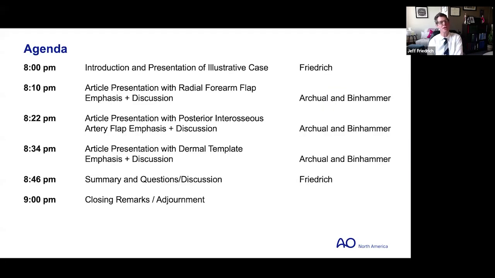This is going to be our agenda here. We're in the midst of the introduction and the presentation of the case, and then we'll go on to just generally grouped into radial forearm flap options, posterior interosseous artery flap options, non-flap options, including dermal templates, and then we'll wrap it up with discussion from you and the other panelists, and some closing remarks.